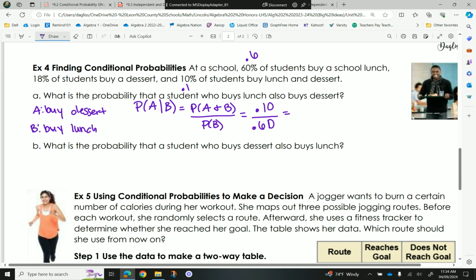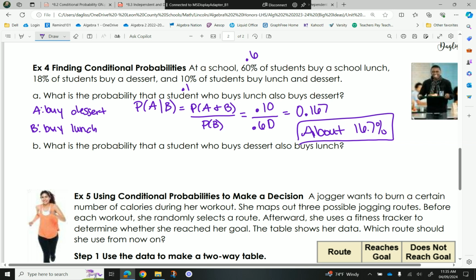So 0.1 divided by 0.6 is going to give us about 0.167. So we're going to say about 16.7%. So if we know somebody buys a lunch, we can say about 16.7% chance that they're also going to buy a dessert.